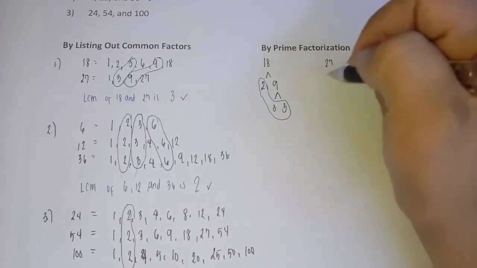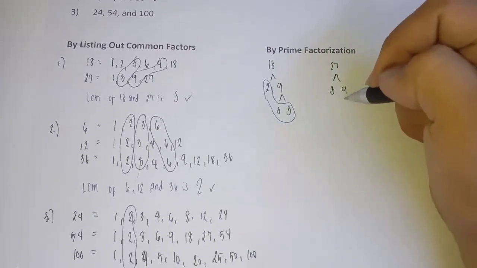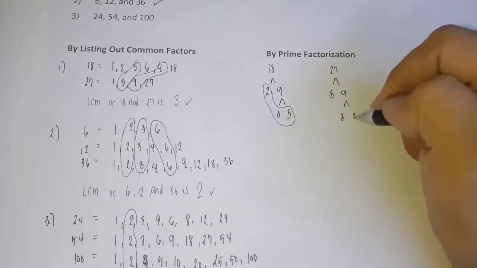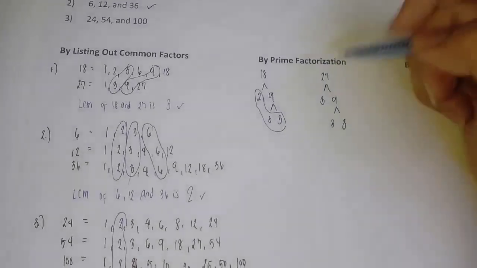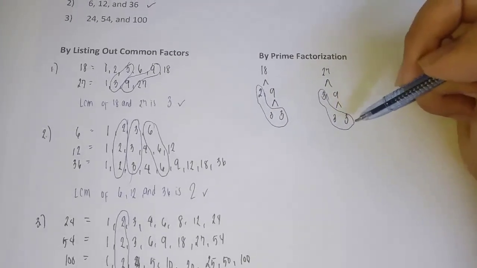So in the case of 27, the factors are 3 and 9, since 3 times 9 is 27. 9 has factors of 3 and 3. So the prime factors of 27 are 3, 3, and 3.